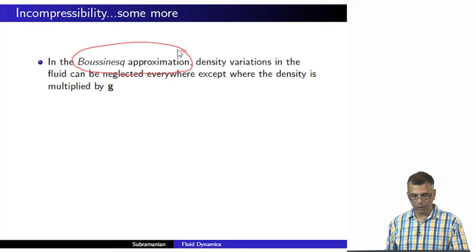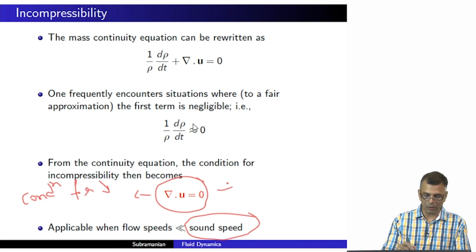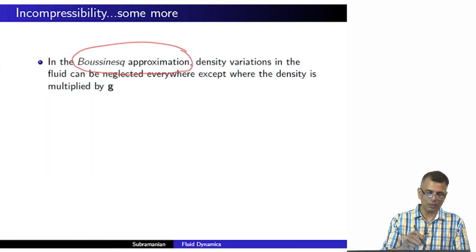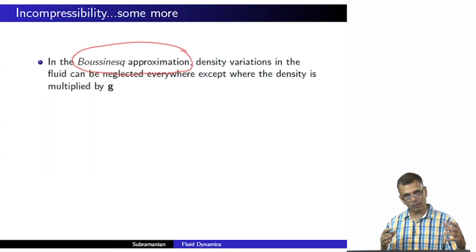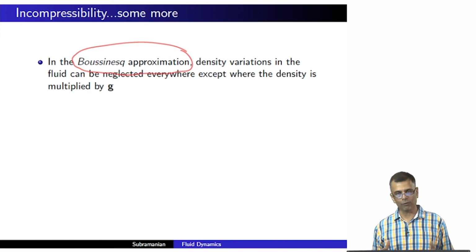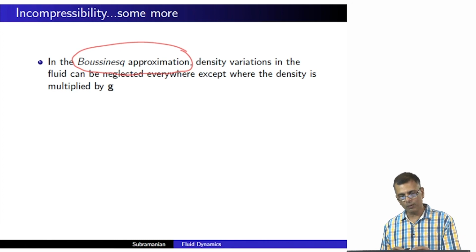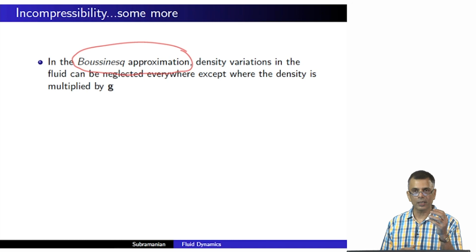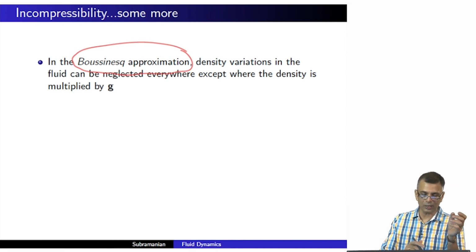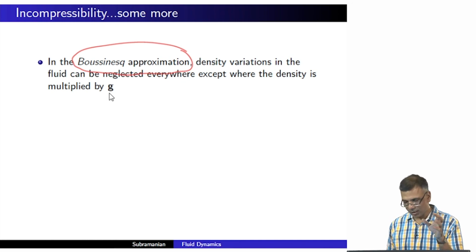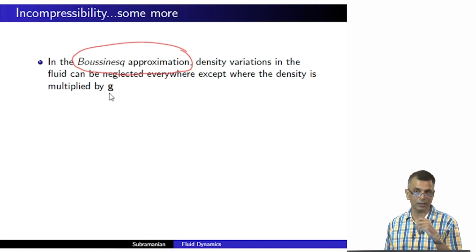You recall when we talked about compressibility or incompressibility, we were really talking about this. This is really what incompressibility was all about. In other words, the flow not being squishy. But it turns out that when you can neglect density variations, you say that the flow is incompressible. There's a related approximation called the Boussinesq approximation, where density variations in the fluid can be neglected everywhere, by everywhere I mean in all terms of the equation, except where the density is multiplied by the acceleration due to gravity. Okay, so this is a little bit of a weaker condition than strict incompressibility.